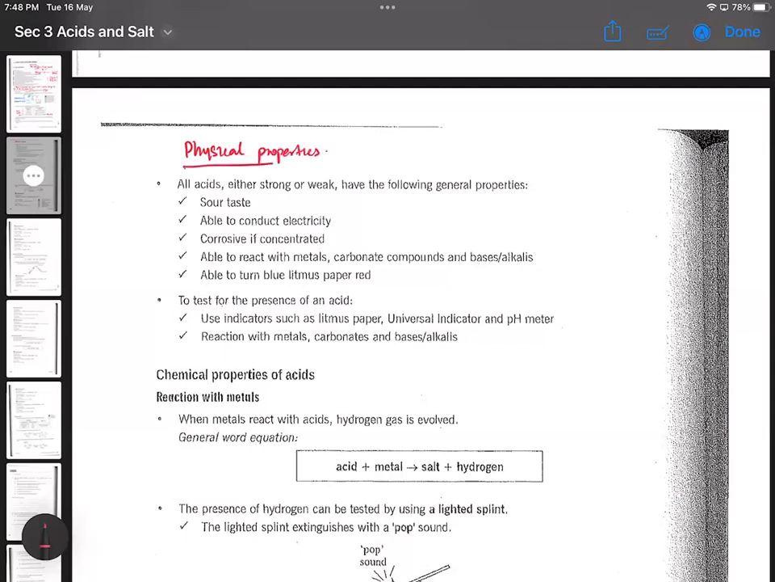So anything that doesn't deal with a reaction looks pretty good. So physical property number one: sour taste. This is generally accepted. Able to conduct electricity, do an extension here, in aqueous state. This is another good physical property.